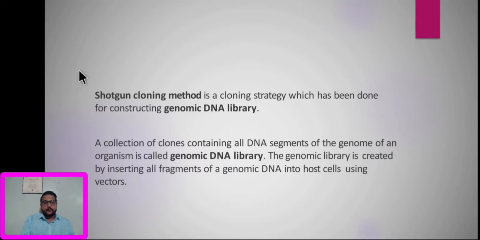Okay, shotgun cloning method means what? Using the gun or the syringe, you are going to clone the gene into the bacterial cell, or we have to construct the genomic DNA library. It is a collection of clones containing all DNA segments of the genome of an organism. It is called the genomic DNA library.